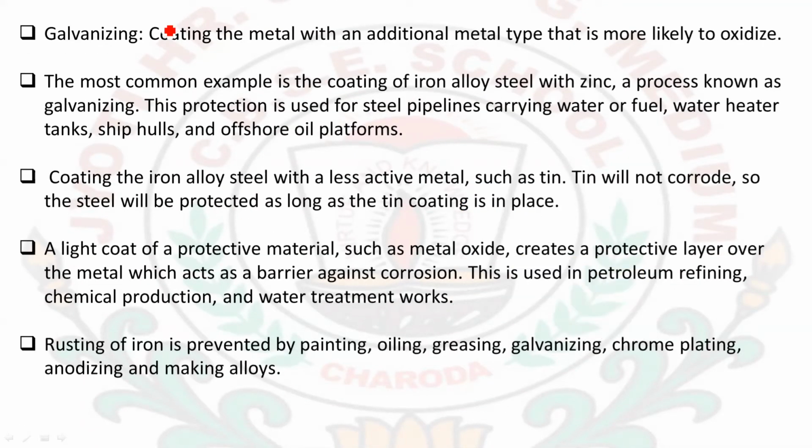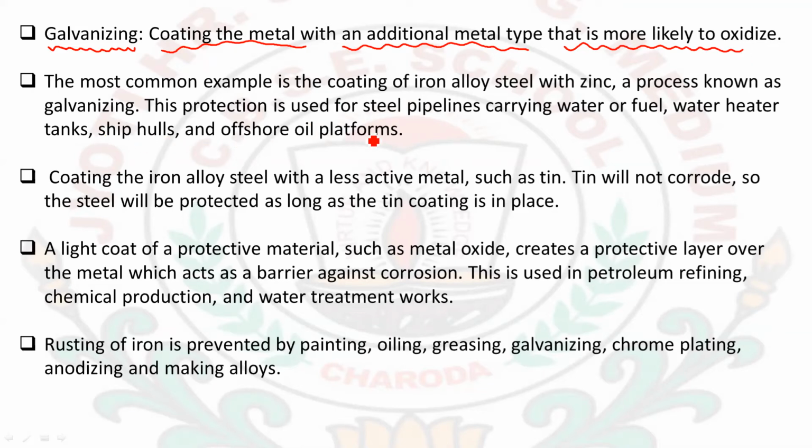One of the important methods to protect metal surfaces from getting corroded is galvanization. What is galvanization? Coating the metal surface with an additional metal type that is very preventive to the oxidation process or to corrosion. So to coat a more reactive metal with a less reactive metal is known as galvanization.